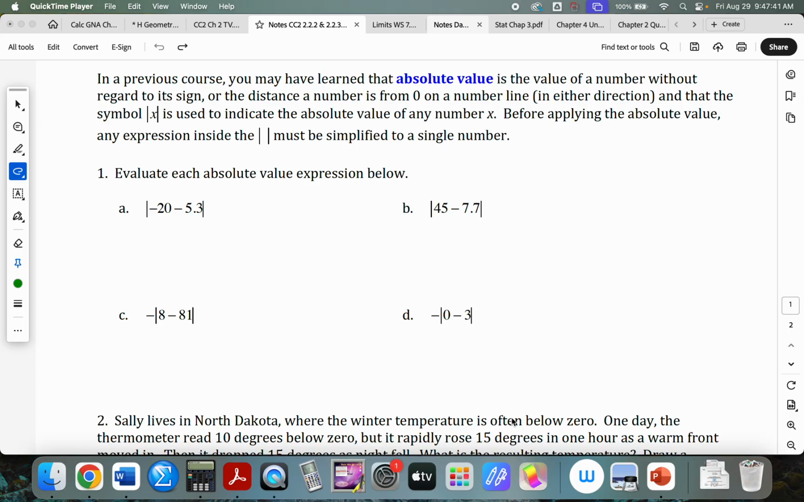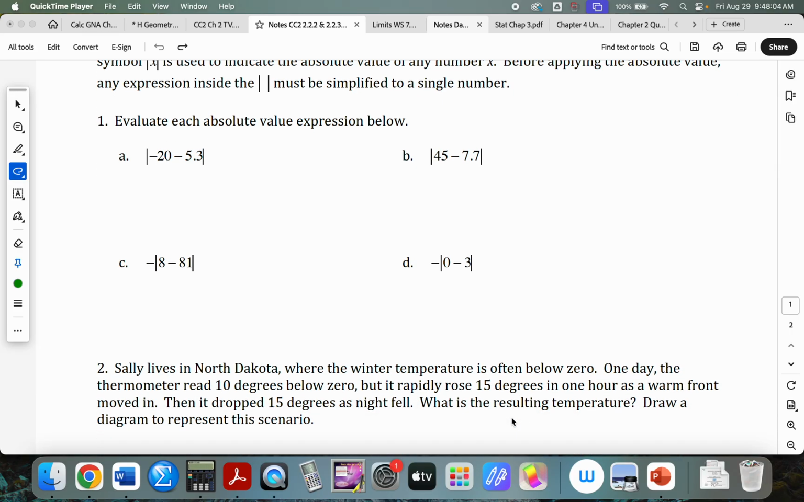Please remember, before you do the absolute value, you have to do any operations that are inside the absolute value sign. So it's a lot like parentheses, right? You do what's in the parentheses first, and then you do the things that are outside. So it's the same as other order of operations.